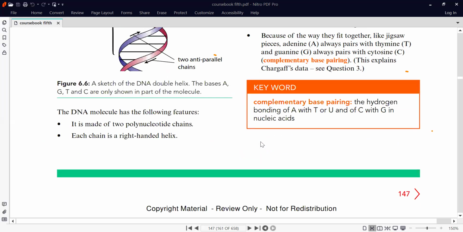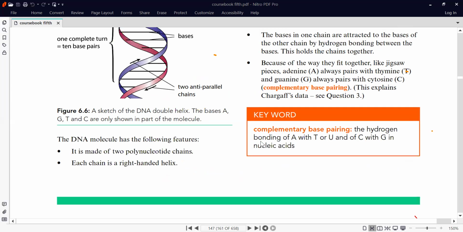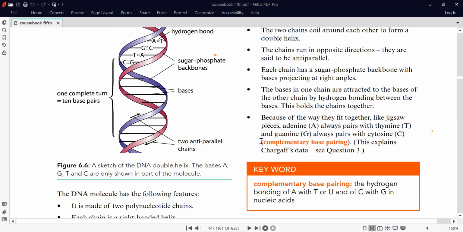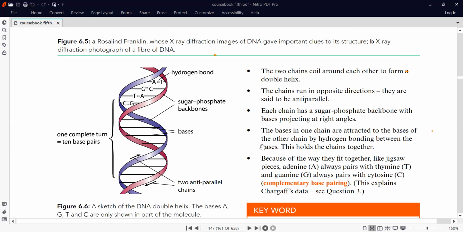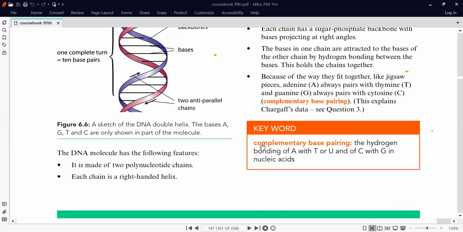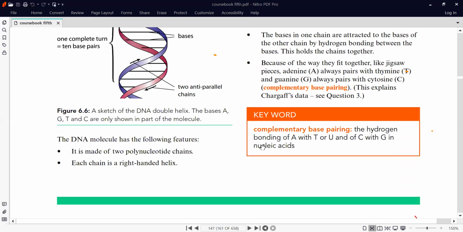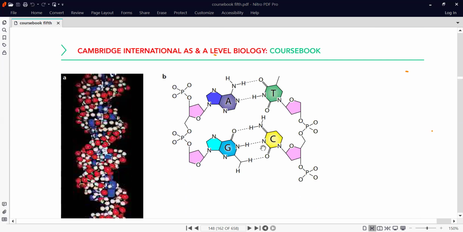The DNA molecule has the following features. It is made up of two polynucleotide chains. Keep this in your mind. There are two polynucleotide chains. Each chain is a right-handed helix, and the two chains are coiled around each other to form a double helix known as a duplex. The chains run in opposite directions, said to be antiparallel. Each chain has a sugar phosphate backbone, and the nitrogen bases project at right angles to it. The bases in one chain are attracted to the bases of the other chain by hydrogen bonding between them, and because of the way they fit together, like jigsaw pieces, adenine and thymine are equal, cytosine and guanine are equal.